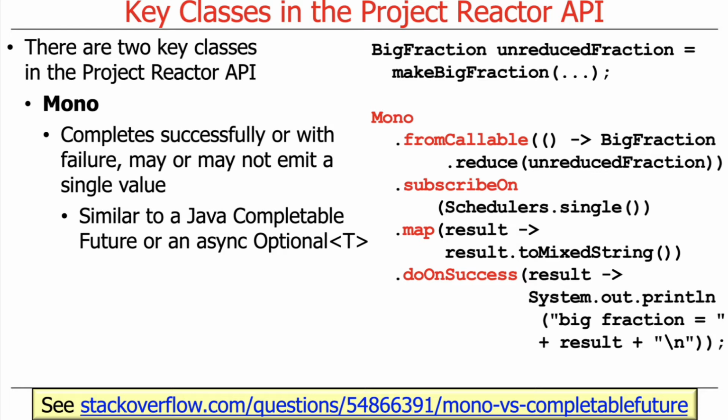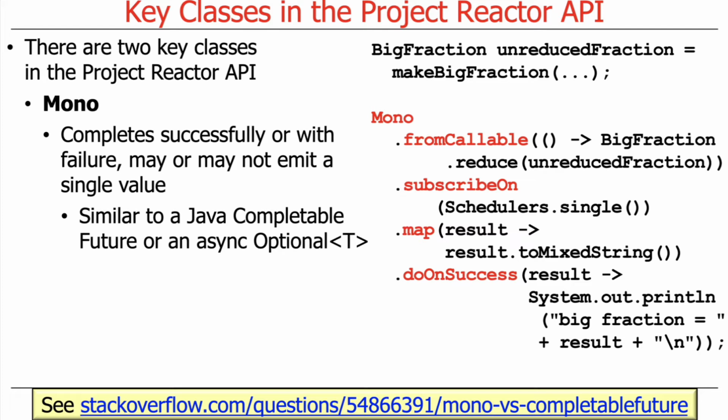And we're going to take a closer look at this example when we get to the case studies sections later. But in a nutshell, what's happening here is we're using a factory method called fromCallable to take a supplier lambda, which is going to reduce an unreduced big fraction. So it's going to convert that into a reduced big fraction. And then we're going to use subscribeOn, which is a concurrency operator, which says run this entire computation in a single background thread asynchronously.